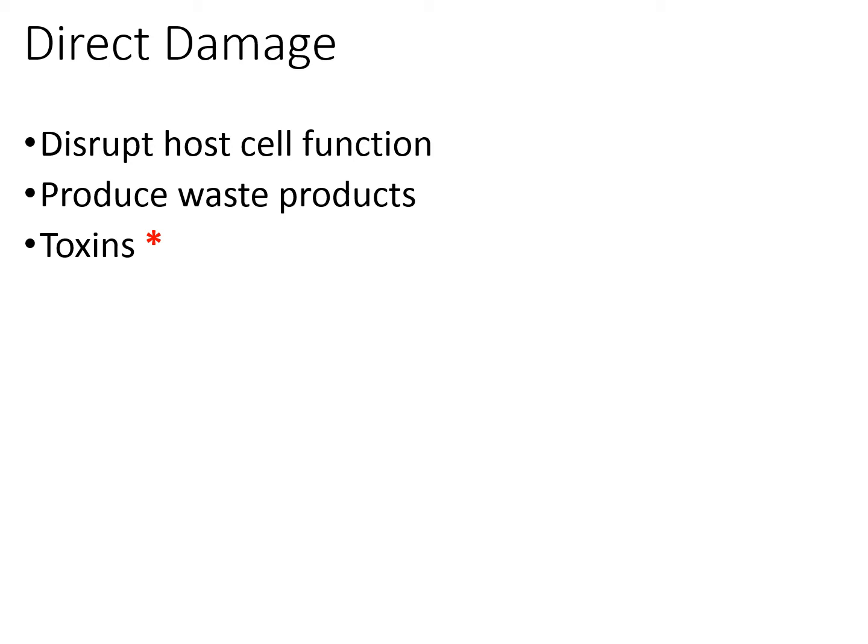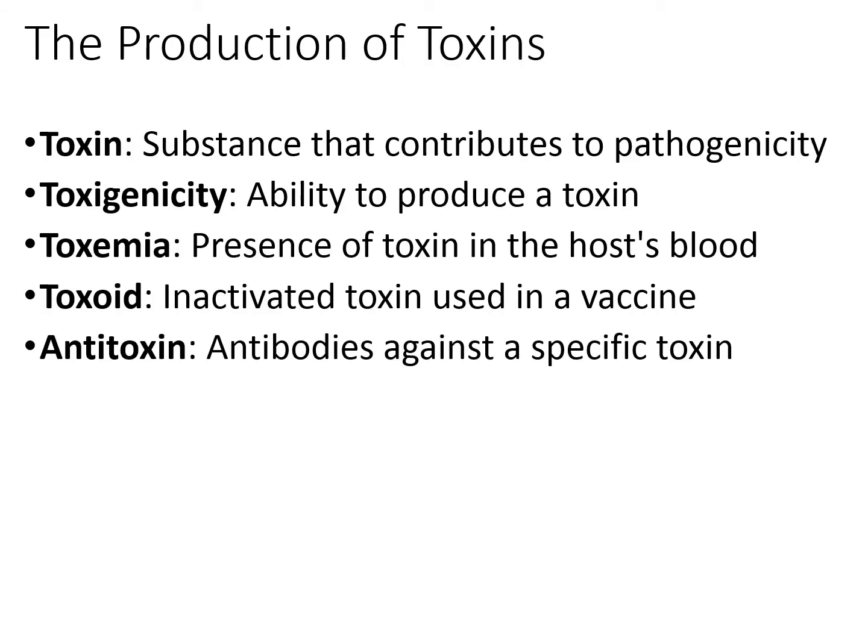Still another way that pathogens can cause direct damage is by producing toxins. So we want to spend a little bit of time talking about toxins. A toxin is a poisonous substance that's produced by a pathogen. Not all microorganisms will produce toxins, but many pathogens do. When a pathogen produces a toxin, that's usually the primary factor that contributes to its ability to cause disease. When a pathogen is capable of making a toxin, we say it has toxigenicity.